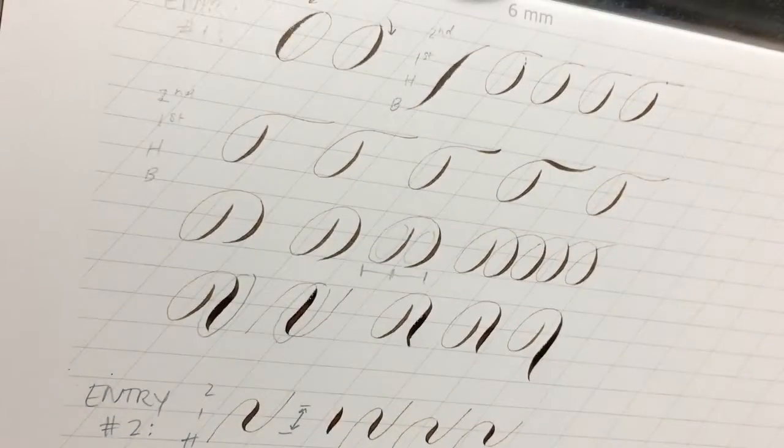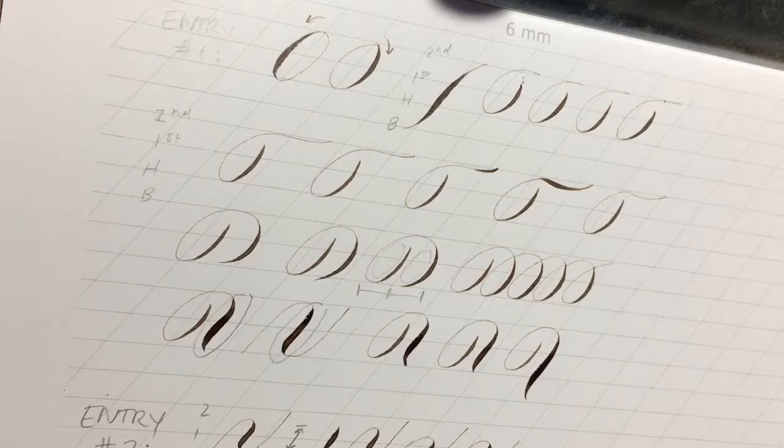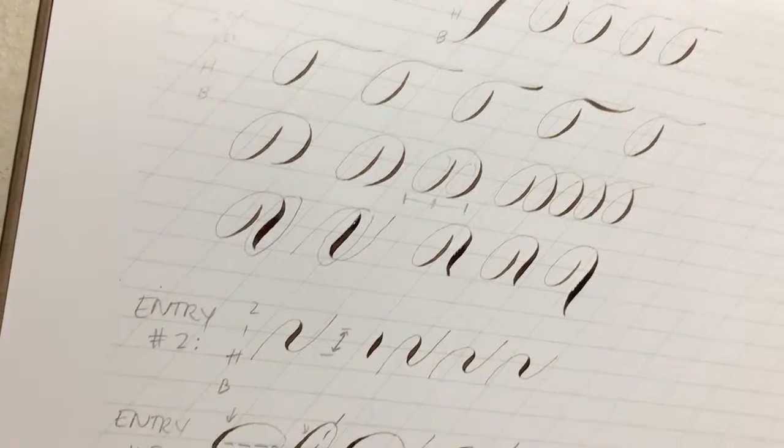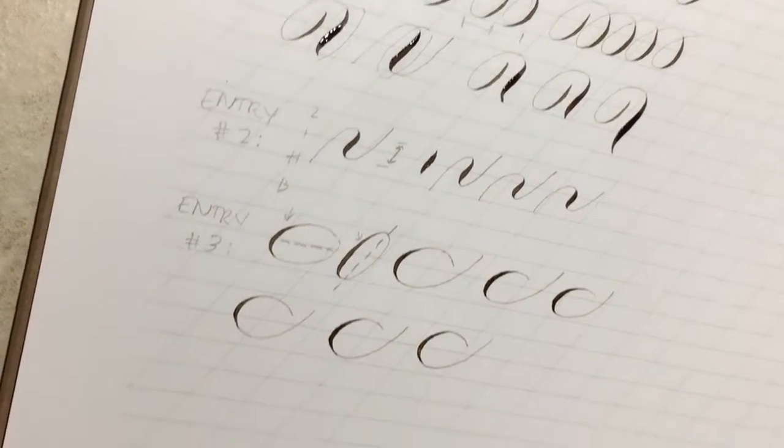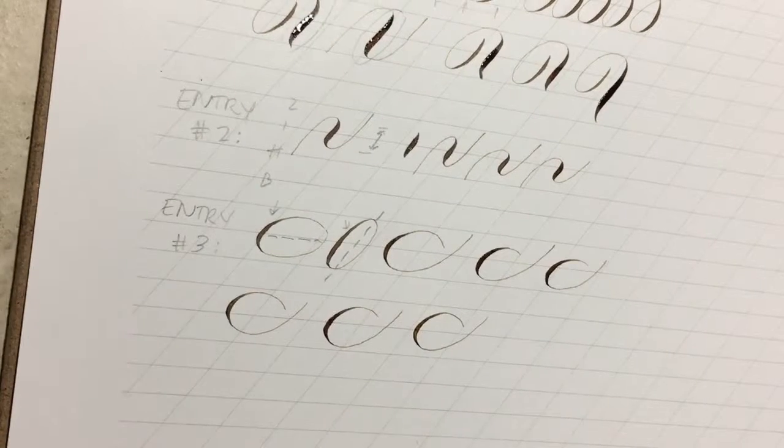Okay, so now you know the 4 capital stems and their variations, plus the 3 entry elements and their variations. So now we will look at how to put them together and make the majuscule letters.